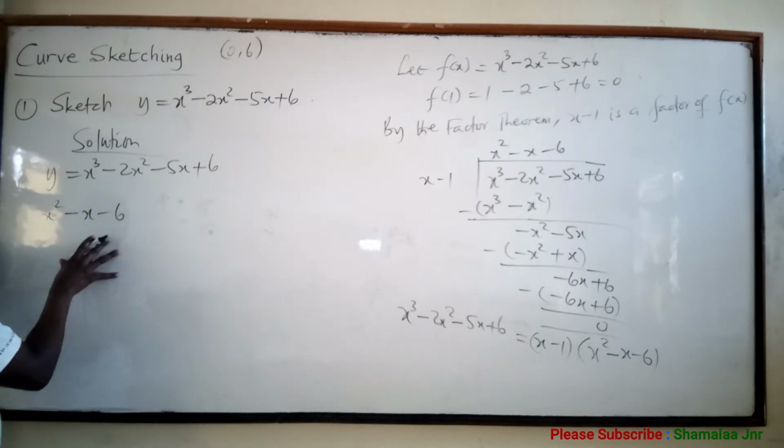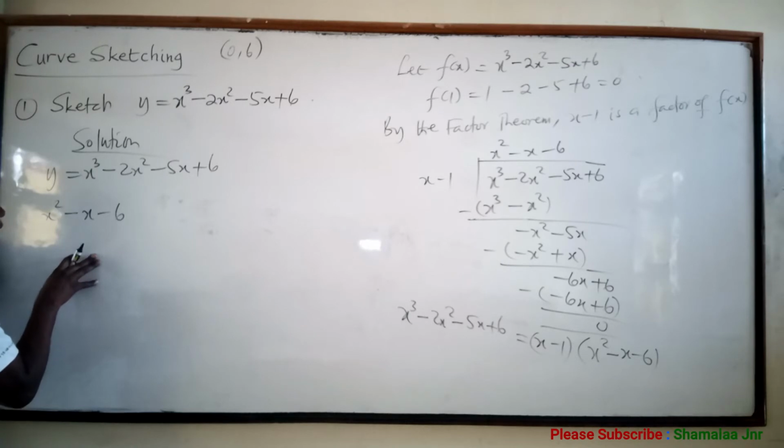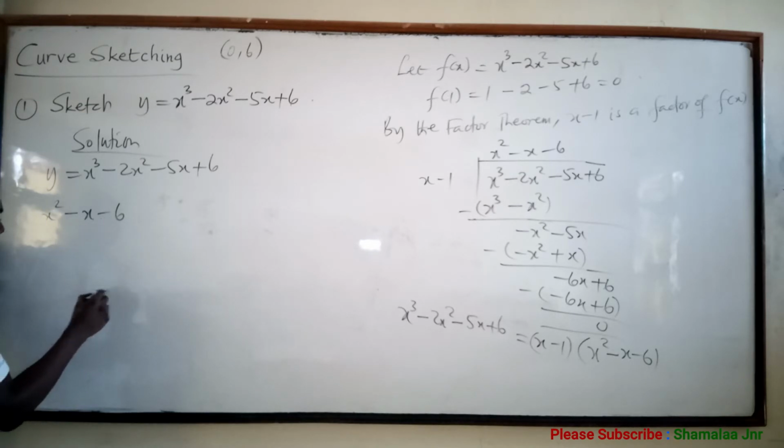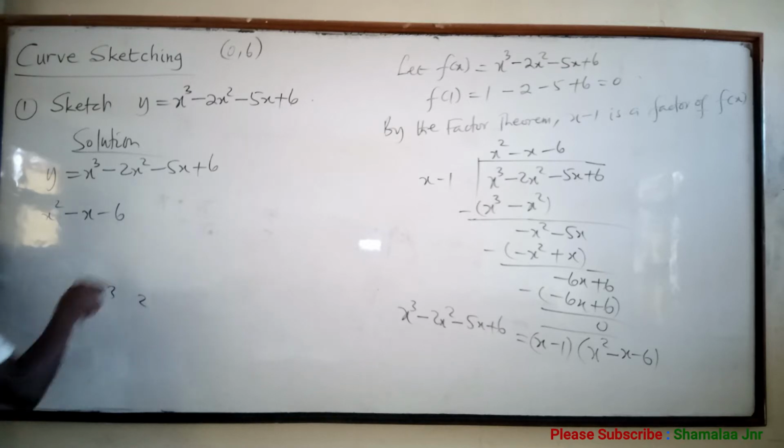Yes, you are going to factorize this. Isn't it? You guys are going to factorize this one. And if you are factorizing this, we need two numbers which when multiplied will give us negative 6, but when added will give us negative 1. Do you see? So it's going to be negative 3, 2. When you multiply these two numbers, you're going to get negative 6, but when you add, you're going to get negative 1.